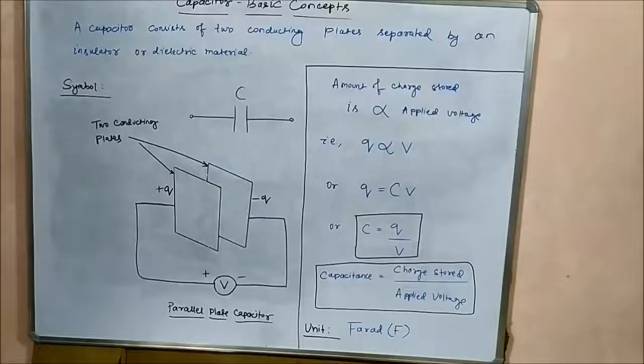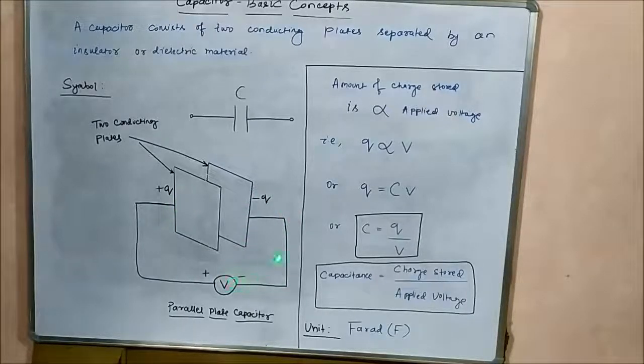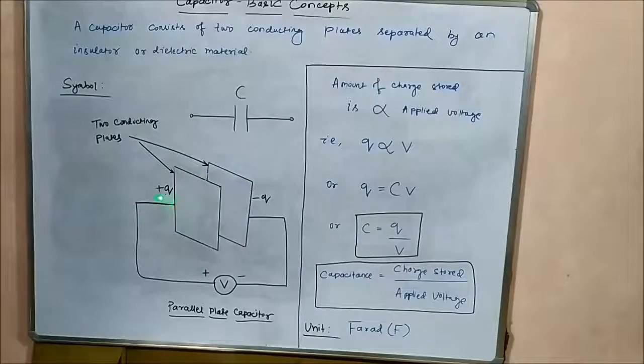in between. Okay, so what happens is that the plate which is connected to the positive terminal of the voltage source acquires a positive charge plus Q, while the plate which is connected to the negative terminal of the voltage source acquires a negative charge minus Q. Now pay attention that the magnitude of the charge acquired by both plates is the same, Q, just their sign is different. Okay, one is positive, one is negative. The net charge acquired by the parallel plate capacitor has magnitude Q.